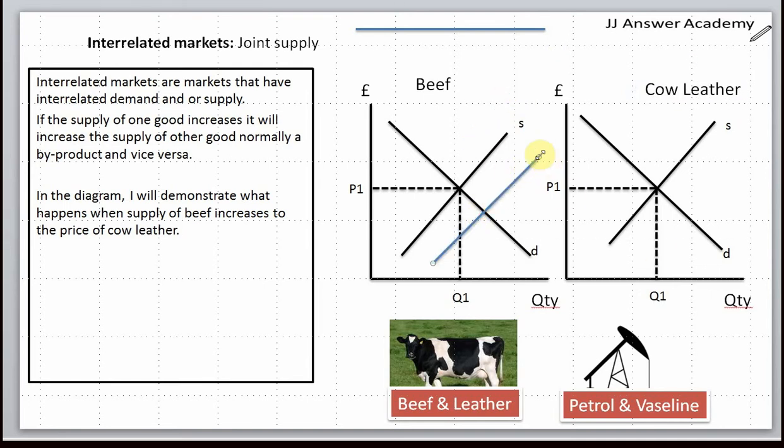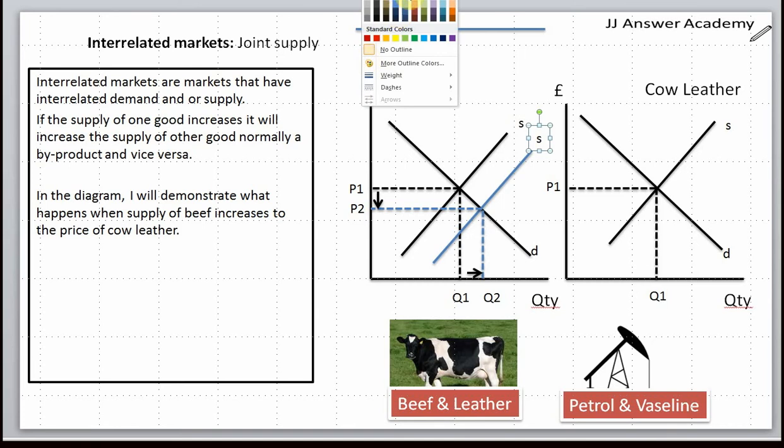When we increase the supply of beef, what will happen to the supply curve of beef? It will shift to the right. When it shifts to the right, we can see the quantity increases from Q1 to Q2, and the price drops from P1 to P2. Let me color these differently and put some arrows. So the quantity of beef has increased and the price has fallen.